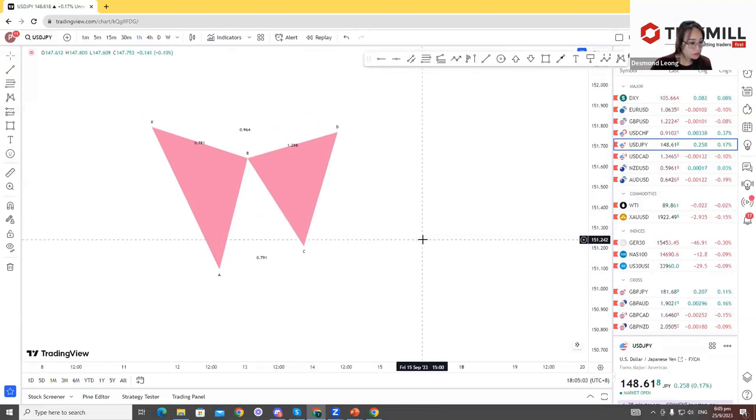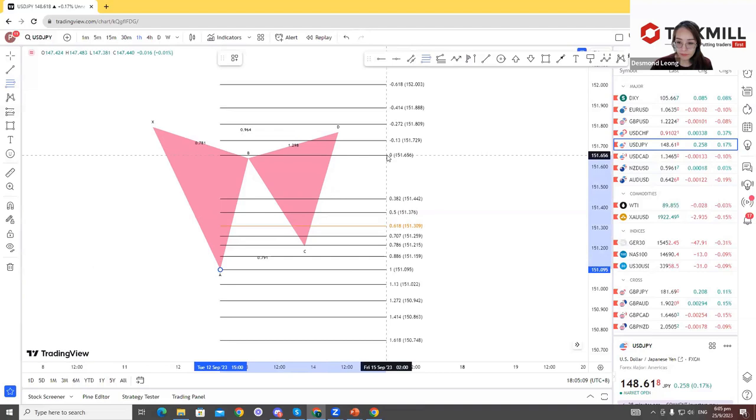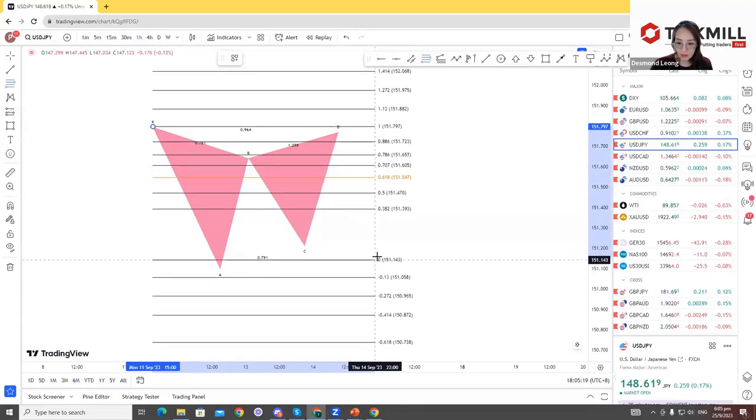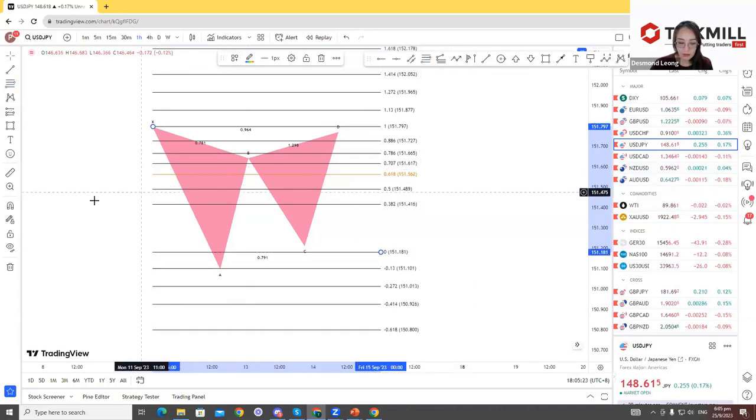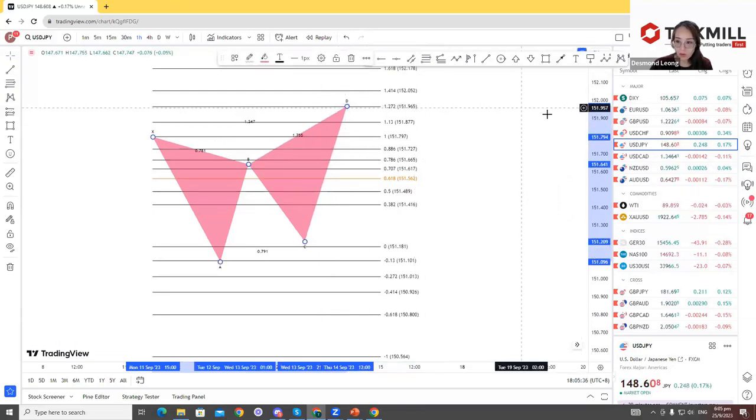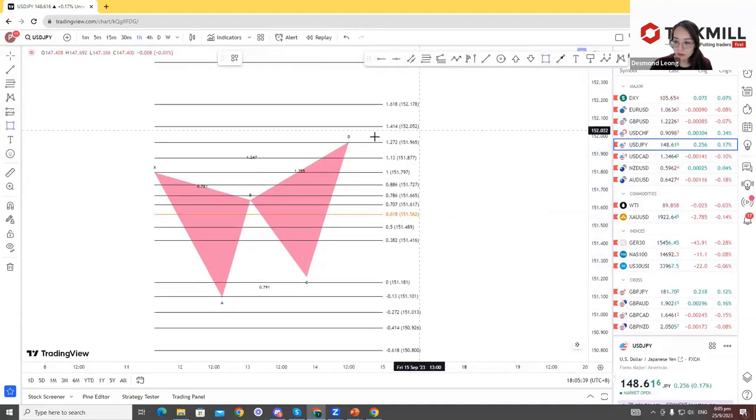How do you get the D point? You use Fibonacci extension of XA. Okay, I think that was wrong, it should be XA, between 121 and 141.2, which is 172 here, or it could go up until here. Or you can also use the BC extension.